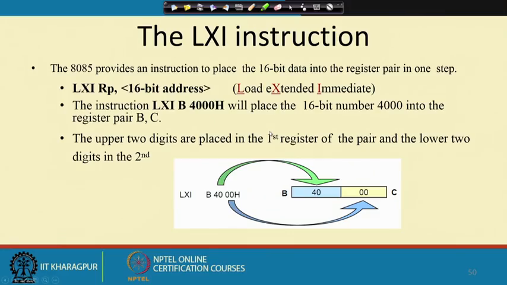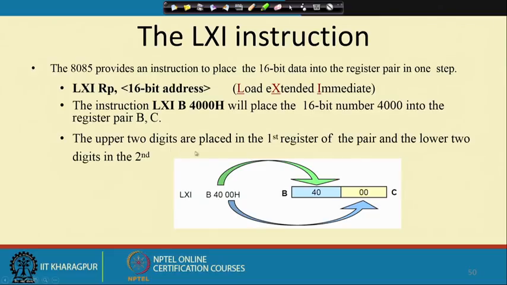Now, the LXI instruction in the 8085 provides an instruction to place 16-bit data into the register pair in one step. The format is LXI register pair, comma, 16-bit address. It is load extended immediate. So, LXI B 4000 tells that the 16-bit value 4000 will be put into the pair BC. B will get 40 and C will get 00.